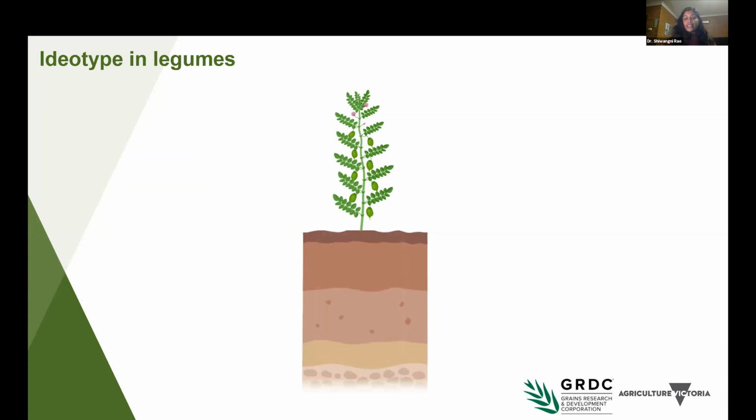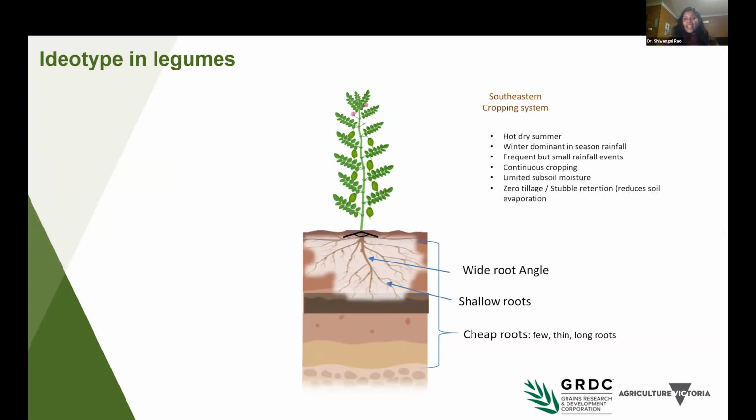However, in Victoria, the cropping system's a bit different. First of all, we've got a compaction layer. Then our summers are quite hot and dry, and the rain that we rely on comes during the cropping season. It is a winter dominant rainfall. And we have a lot of continuous cropping happening, and there's limited subsoil moisture available because of the continuous cropping and the unpredictable rainfall. We just don't have enough subsoil moisture available. And so a deep root system would actually cause harm in this particular cropping system if the plant is investing into growing deep roots and there is no subsoil moisture to tap into.